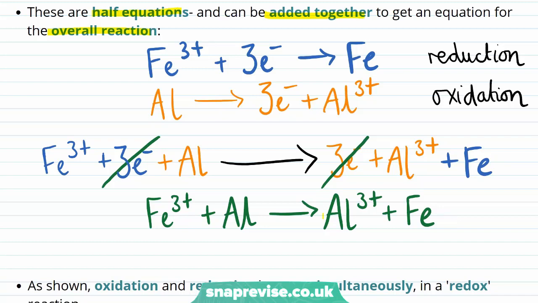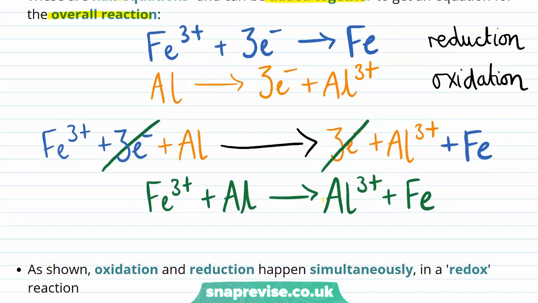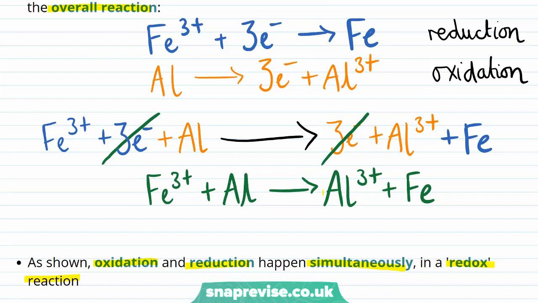We can still see that this overall reaction tells us that the iron cation is being reduced and the aluminium atom is being oxidized. This illustrates a general rule, which is that oxidation and reduction will happen simultaneously. And this is where we get the name redox reaction from. If one substance gains electrons, another substance must be losing electrons. So where we have reduction, we will also have oxidation.